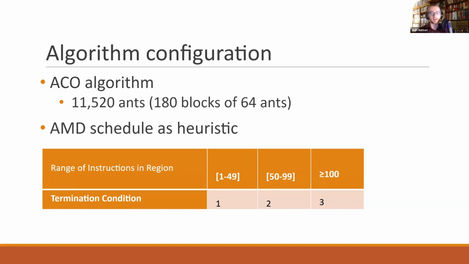Near the beginning, I mentioned that ACO continues for a certain number of iterations without improvement, then it terminates. This termination condition is based on the number of instructions that are in the region we are scheduling. Between 1 and 49 instructions, we will continue until one iteration without improvement. 50 to 99 is 2 iterations, and 100 instructions or greater is 3 iterations without improvement.